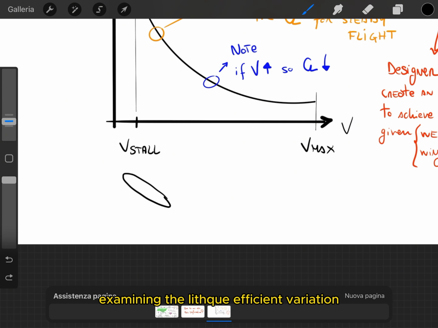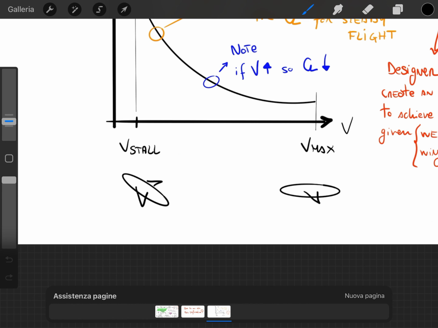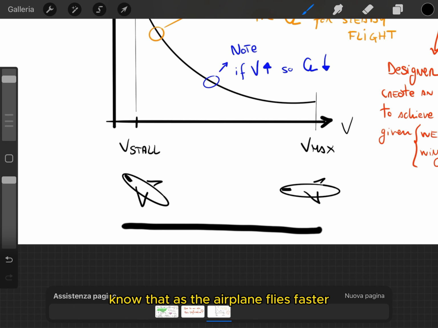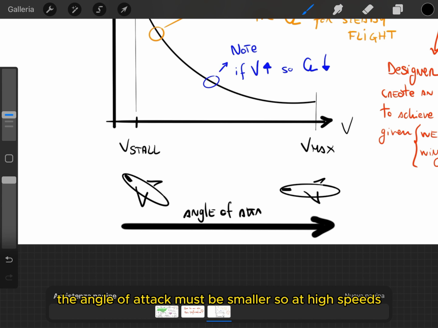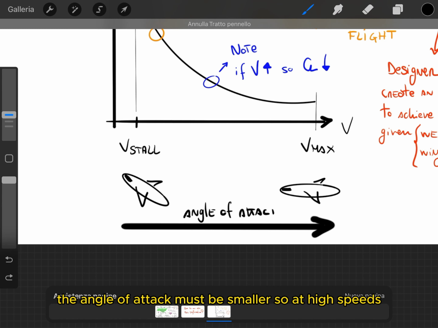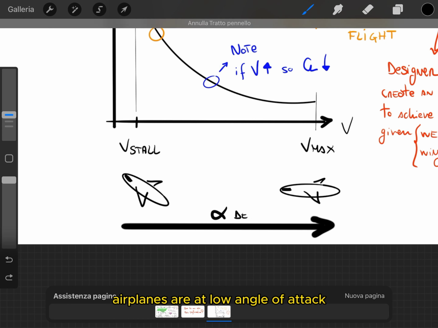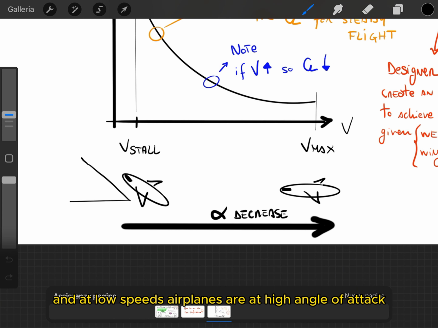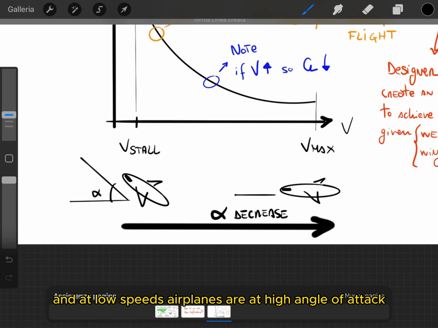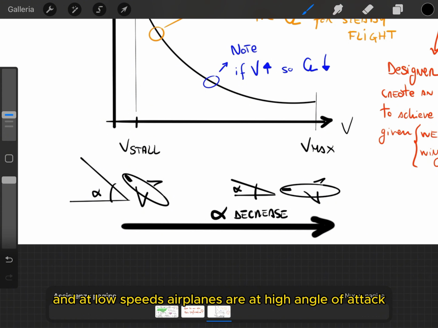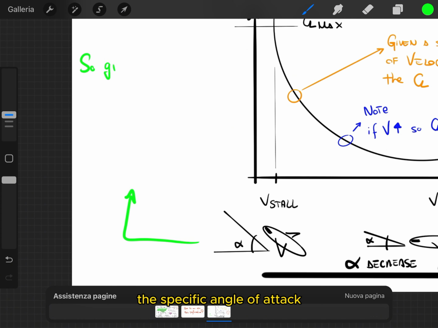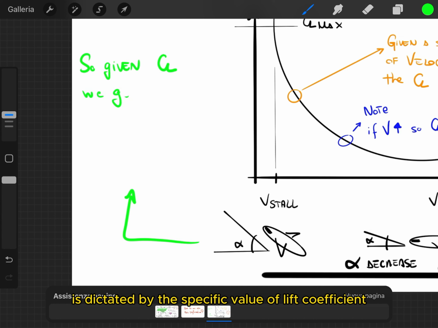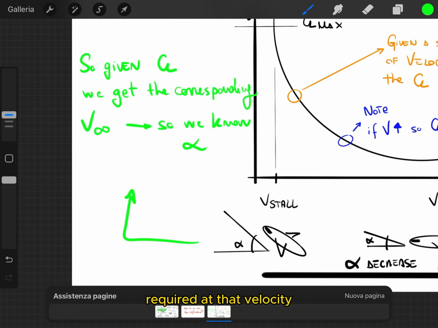Examining the lift coefficient variation with angle of attack, note that as the airplane flies faster, the angle of attack must be smaller. So, at high speeds, airplanes are at low angle of attack, and at low speeds, airplanes are at high angle of attack. The specific angle of attack which the airplane must have at a specific V infinity is dictated by the specific value of lift coefficient required at that velocity.